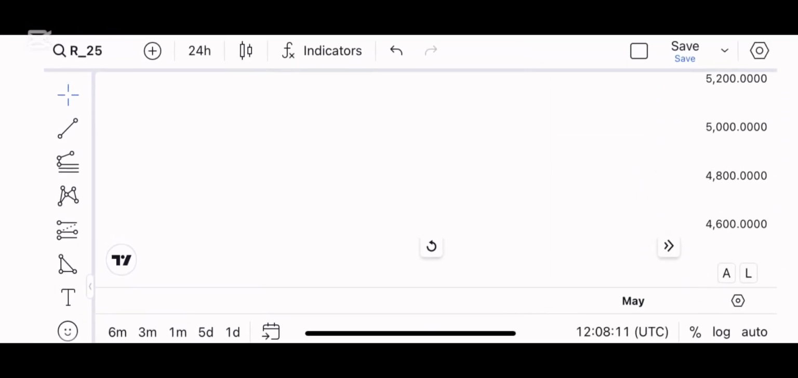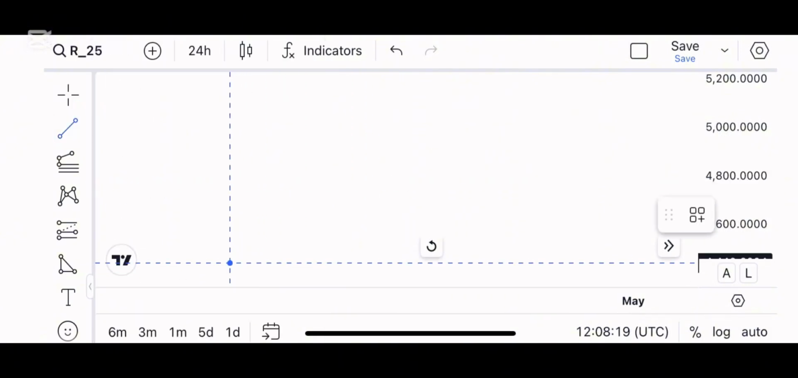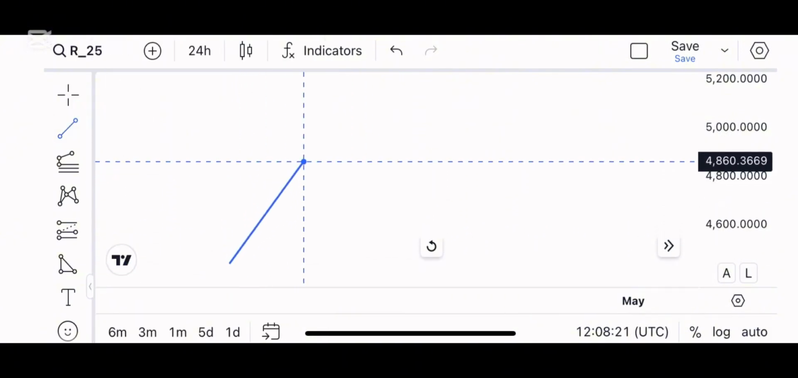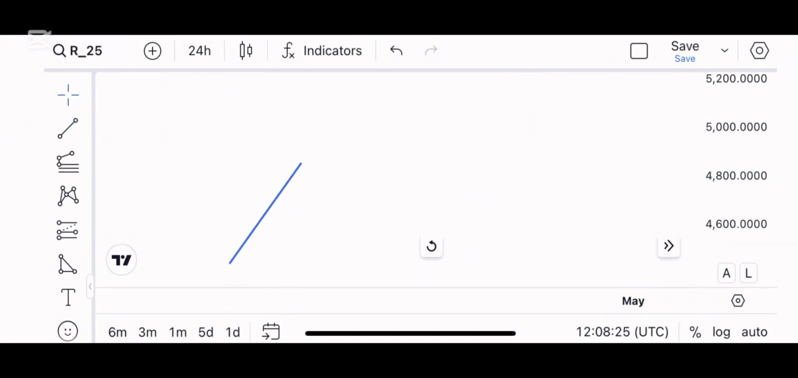Okay guys, welcome back. So to get the Cypher pattern, price is going to first of all make an impulse move. Now we are dealing with the bullish Cypher pattern. So price makes an impulse move. Okay. Then we're going to take the retracement of this leg. So assume this is where it starts from. This is the origin. It makes an impulse move to the top, and now it's going to be retracing.